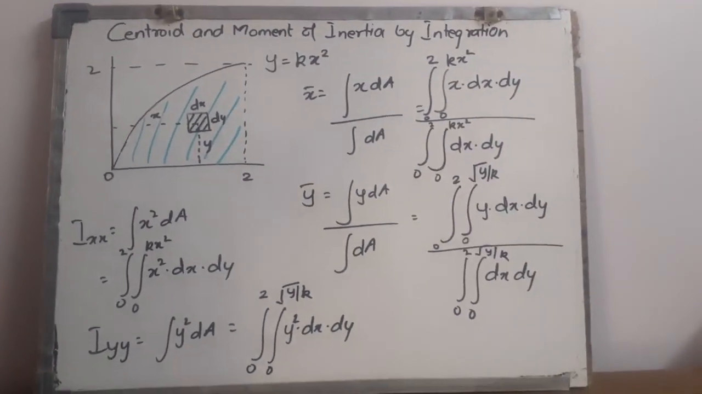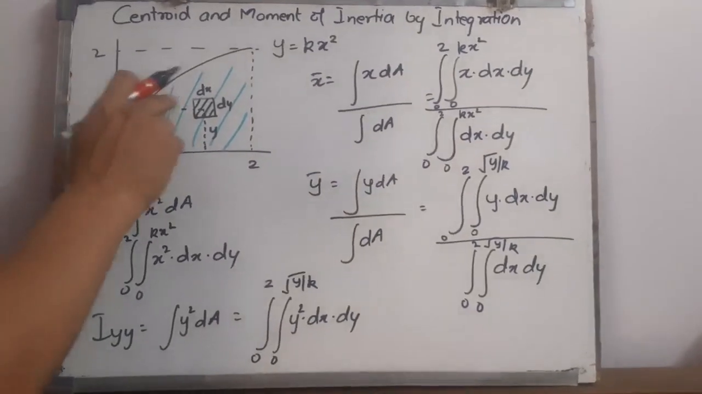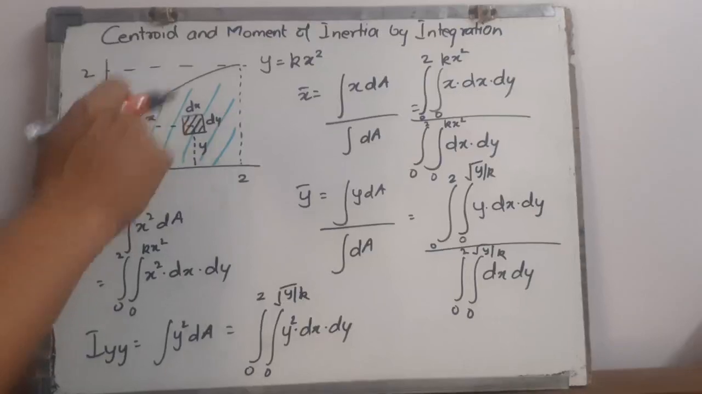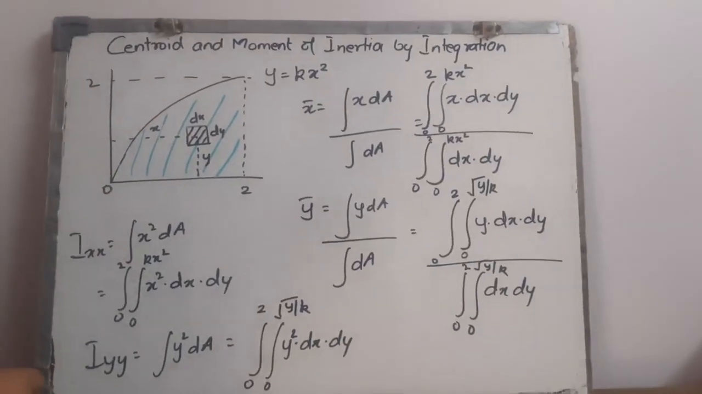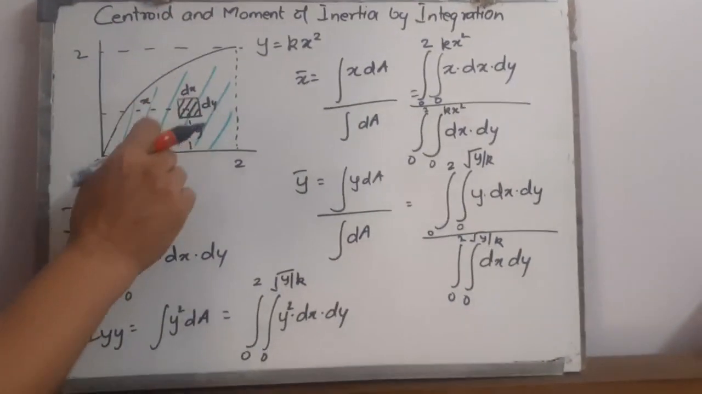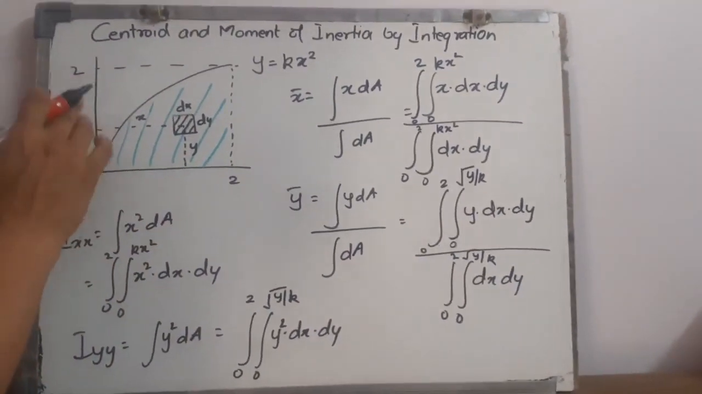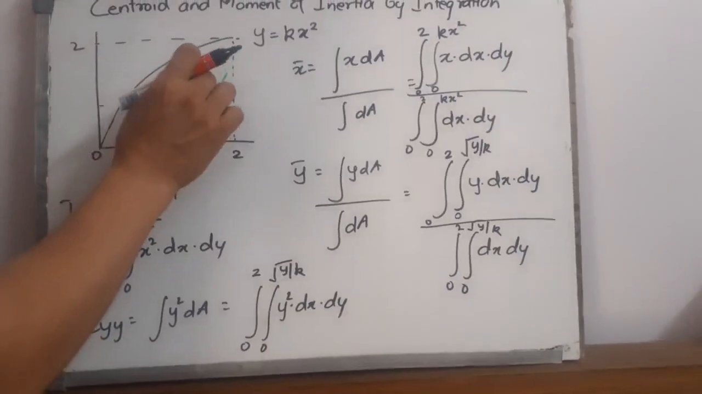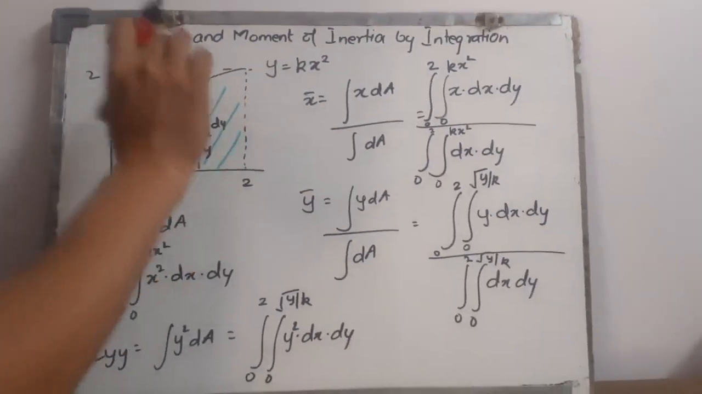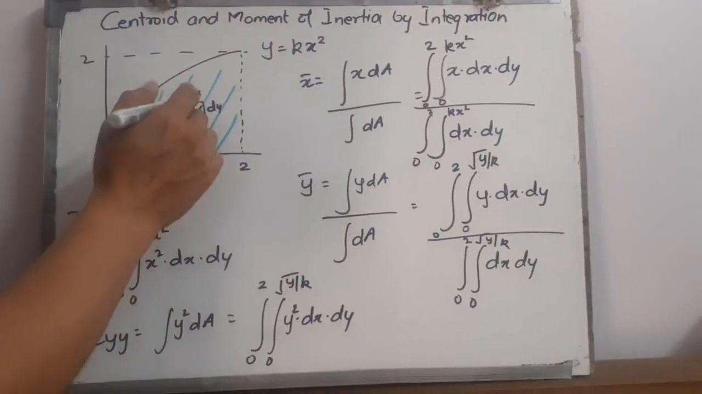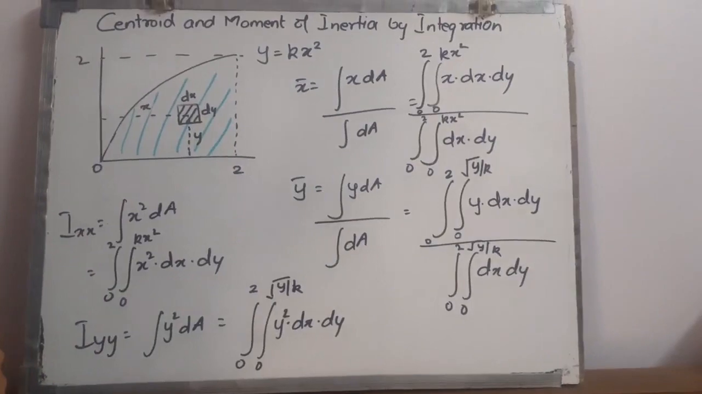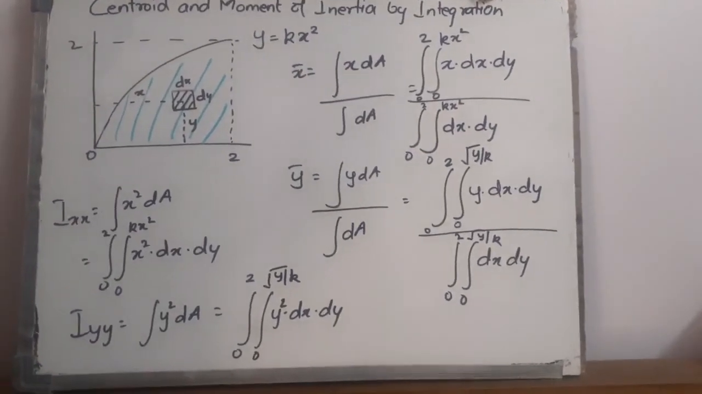So what we do is, at a distance of x from the reference axis and at a distance of y from the reference axis, let us take a rectangular element having the dimensions dx and dy. So from the y-axis we have taken a distance of x and formed a rectangular element of length dx and of width or height dy. So the area of this rectangular element is dA, which is given by dx into dy.